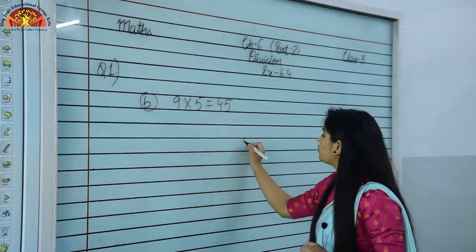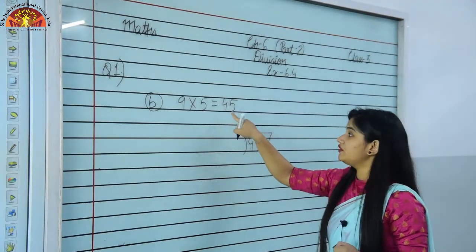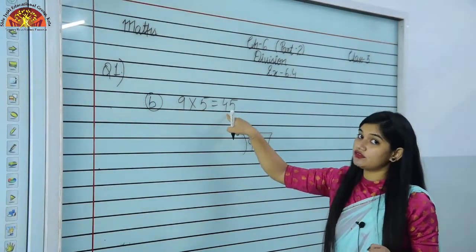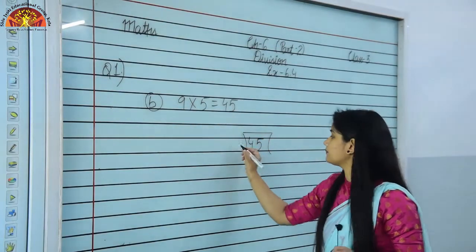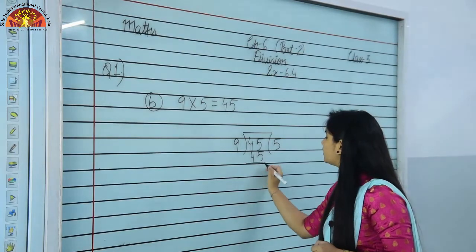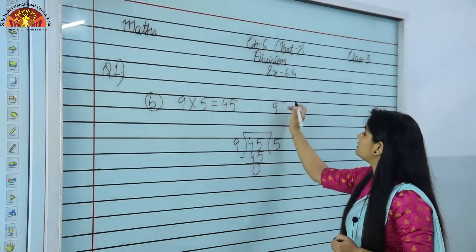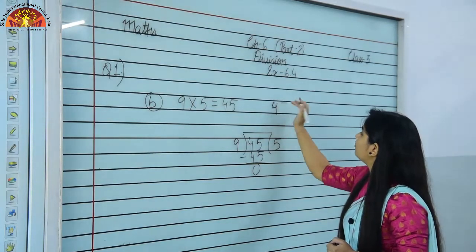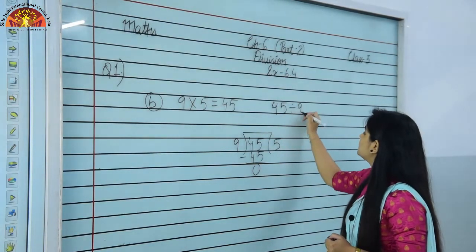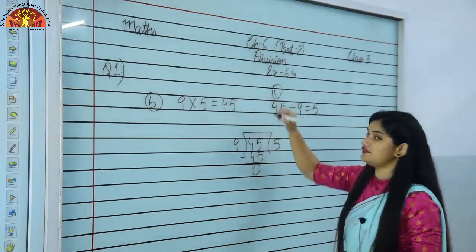First I will take 45 and I have to divide this 45 by 9. मुझे 45 को किससे divide करना है? 9 से. Then I will get 5 here because 9 5s are 45 and remainder will be 0. क्या किया मैंने 45 को मैंने डिवाइड किया 9 से and I am getting 5. Is it clear? And this is the first division fact.